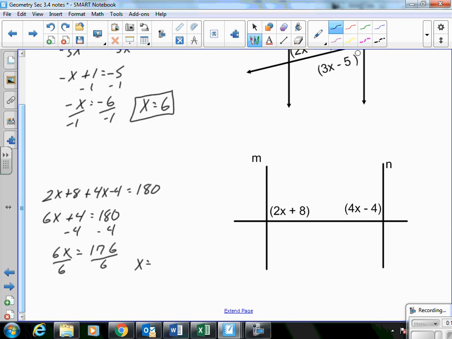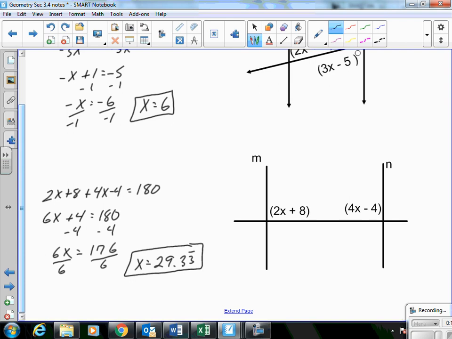X is going to be actually 29.33 repeating, or 29 1/3 if you want to put it that way. All right, questions on those?